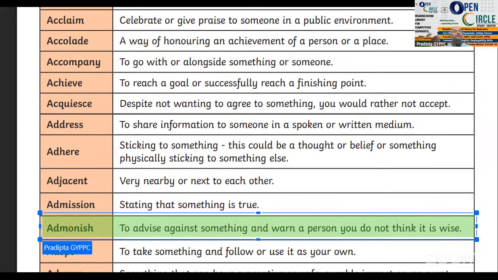Now, but this is not a positive thing. Advice is a positive thing. Admonish is a negative way. तुम्हें पता होगा कि it's not right. Still you advise. There we use admonish and it should be negative in nature. Example, I admonished him to stop smoking. मतलब I warned him.